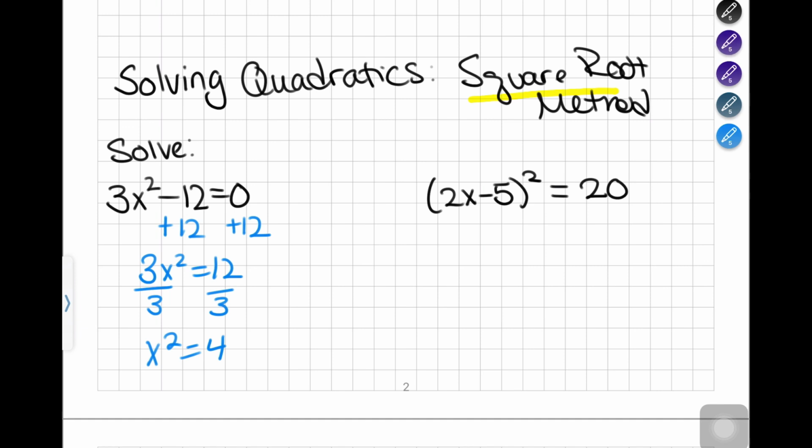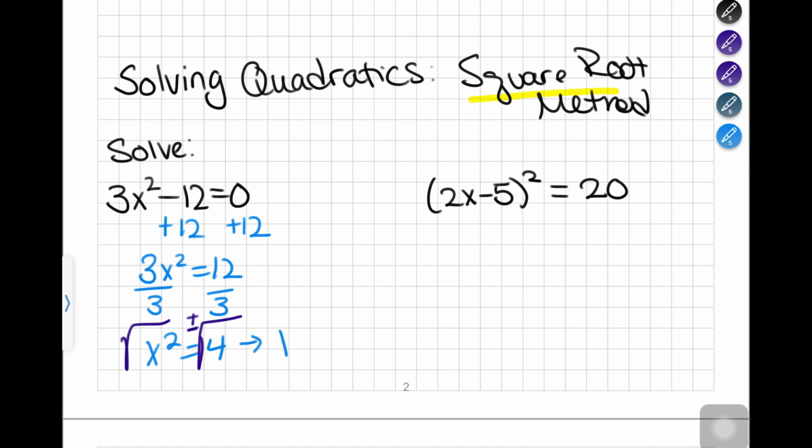To solve for x, I am going to take the square root of both sides, but I will need to include a plus or minus, because whether you square a positive or a negative value, you get the same answer. There are actually two different numbers we can square that will give us 4. So if you're using the square root method, you have to include a plus or minus.